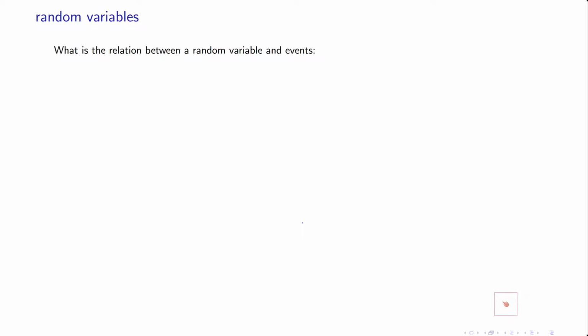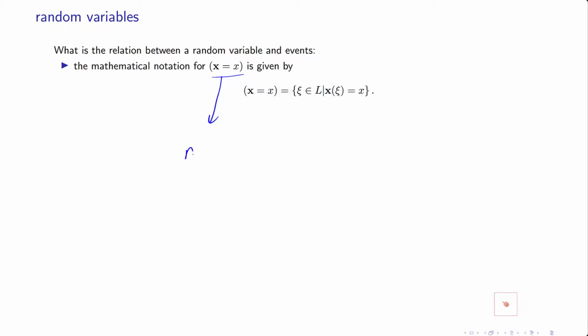So what is the relationship between a random variable and events? We have to establish this, and we will learn about it. The mathematical notation x equal x here is a definition. This is not equality, okay? We say that this is a function equal x. This is an abbreviated notation that we use as engineers or as scientists.